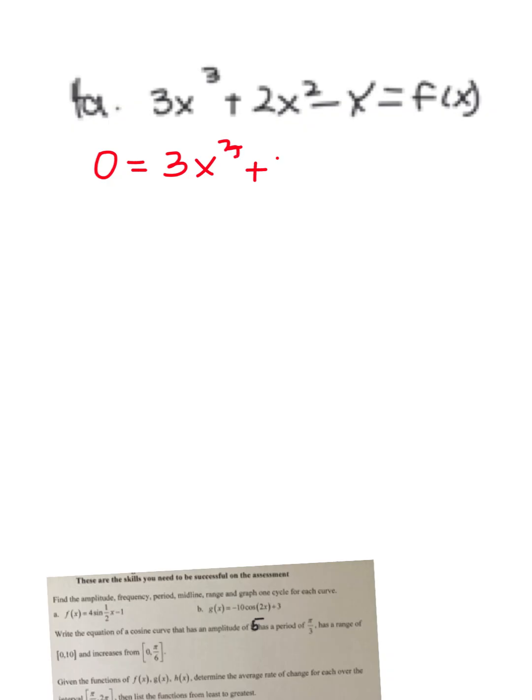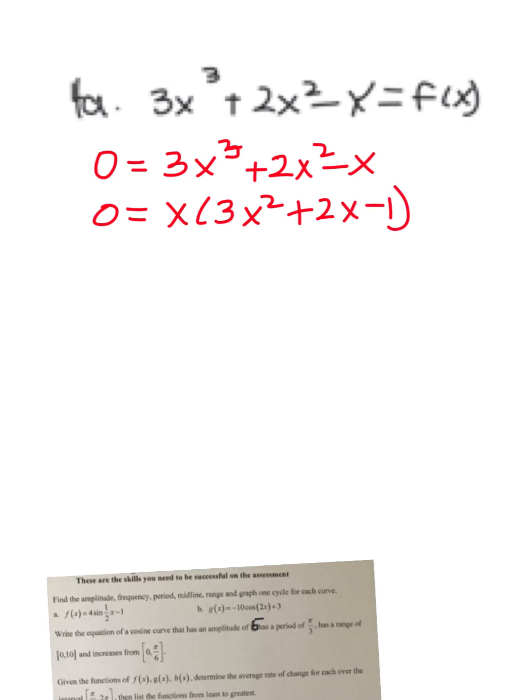Now, I notice that there's a GCF, and the GCF is x. So I'm going to factor out the x. So I get 3x squared plus 2x minus 1. And then I'm going to do master product, multiply the first times the last. So I get 3x squared negative. Now I need numbers that multiply to 3 and minus to 2. That would be 3 and 1. So it'd be 3x and 1x.